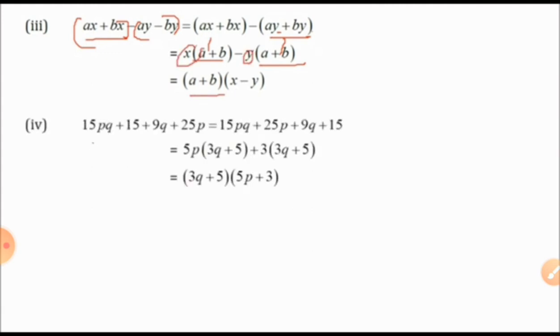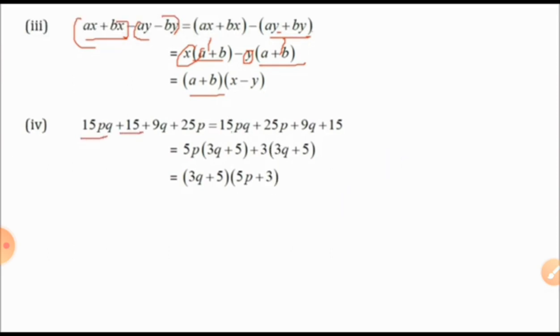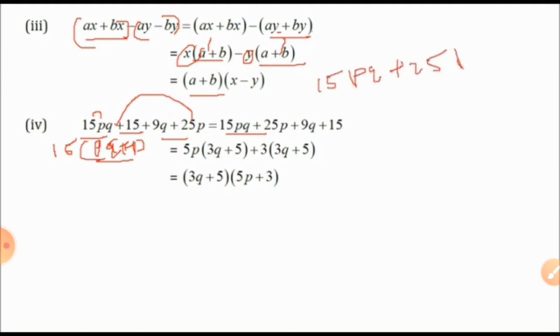Correct. Look at the fourth one. What is the fourth one, beta? Fourth one is 15pq plus 15 plus 9q plus 25p. In the exercise you have the same kind of questions, but when you are giving the test or exam, they are a mix of all the things. That's why they give a number of examples and exercise questions regarding the same type, to get the confidence to do the answer. Find out the answers.